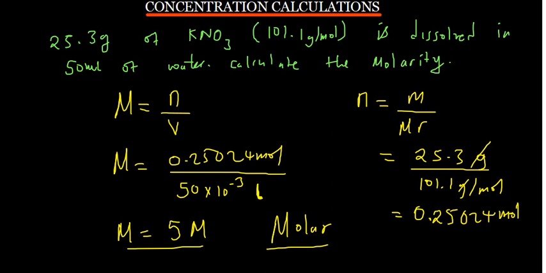On the conversion part, you can use any conversion that you know. But just know every time you are moving from milliliter to liter, just divide by 1000 or multiply by 10 to the power negative 3. But you can use any other conversion that you know.